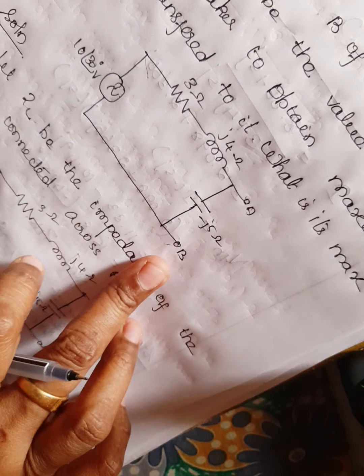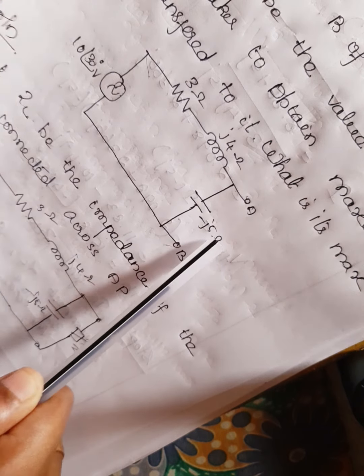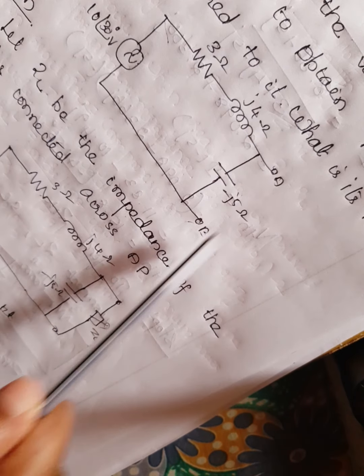So in order to find the maximum power, see here there is a load impedance, that is Z_L. Okay, Z_L is connected across A and B. So we had connected the Z_L value across A and B. So now first, what is the first step?